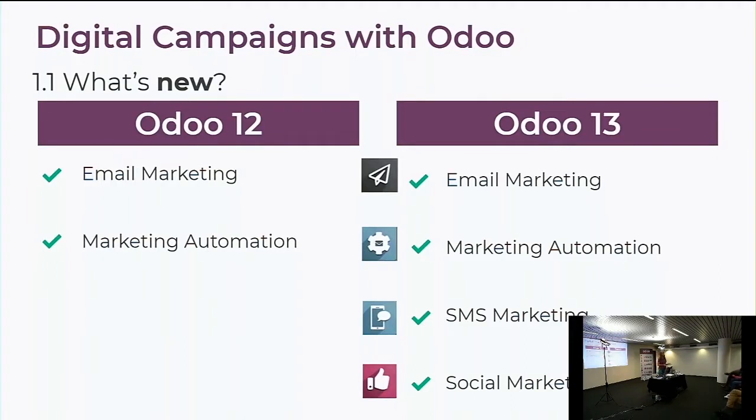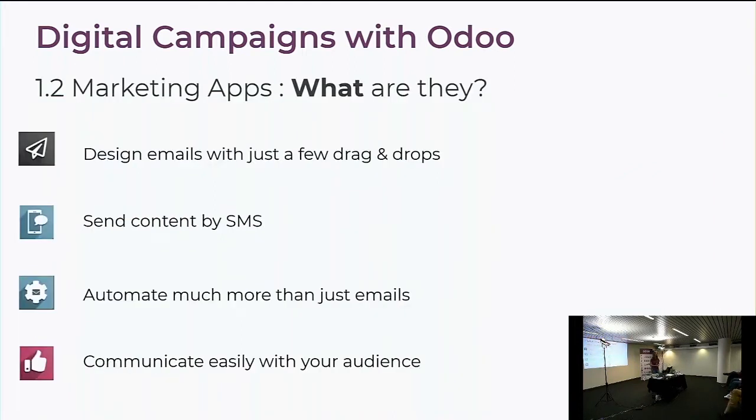In version 12 of Odoo, we already had two amazing applications. The first one is email marketing, and then we also already had marketing automation. In the new version, we launched two new applications, the SMS marketing and the social marketing application. So what are they? The email marketing application helps you to design emails with powerful content with just a few drag and drops. I will show you how it is during the demonstration. But it is really easy to create powerful emails and to send them to the right audience, so the right people you want to touch. The SMS marketing new application is quite the same as email marketing, as you can send powerful content to a targeted audience, but by SMS this time.